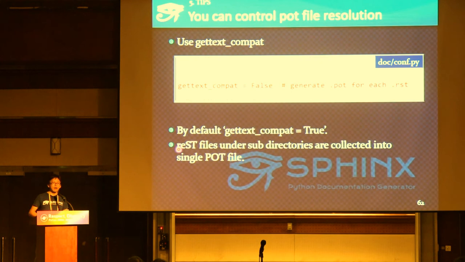If you have some API directory for documentation reStructuredText files, make gettext extracts all text under the API directory and collects it into one api.pot file. Sometimes it's good, but sometimes it's not good. So if you don't want the collected POT file, you can set the gettext_compact config value to false, and all reStructuredText file structure is kept in the POT file structure.